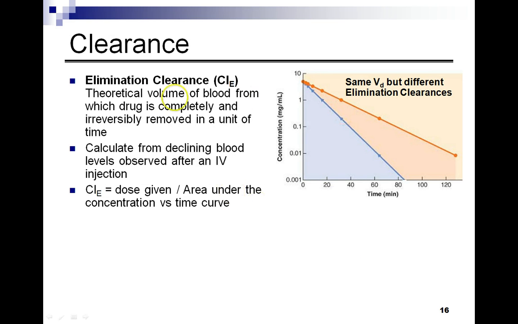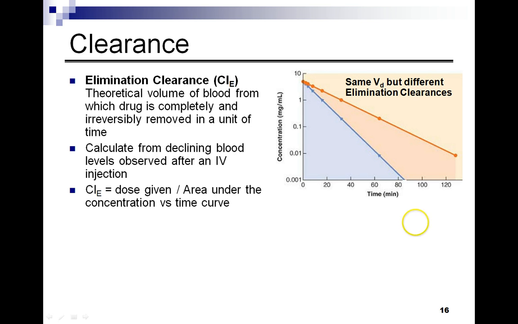Once more about elimination clearance, we said this is the theoretical volume of blood from which drug is completely and irreversibly removed in a unit of time. How much blood can be cleared of drug per unit time? This is elimination clearance. You can actually calculate this. You can watch the blood levels of a drug after an IV injection. And if you look at concentration as a function of time, the dose given divided by the area under the curve is the elimination clearance.